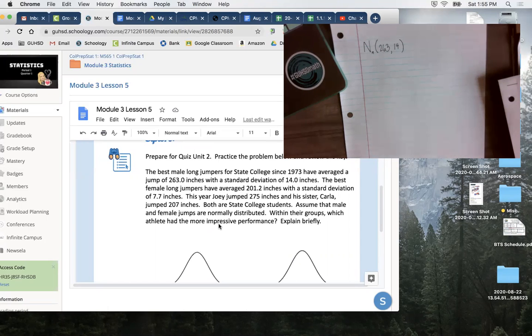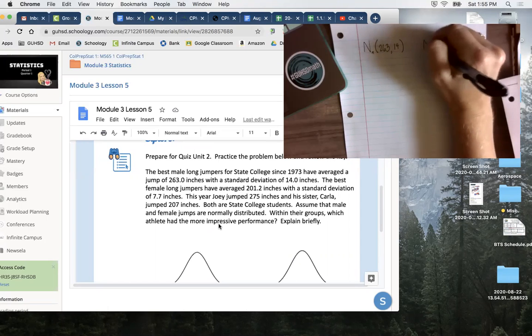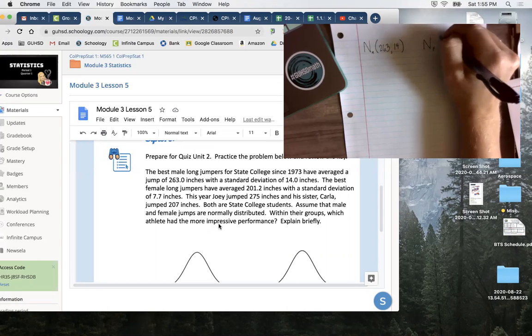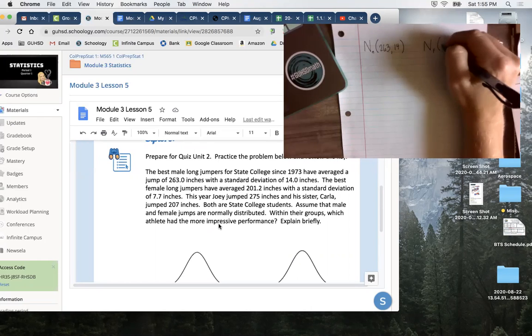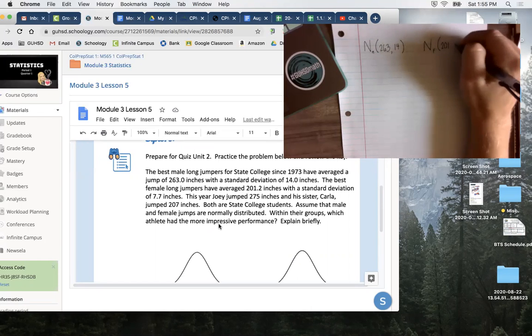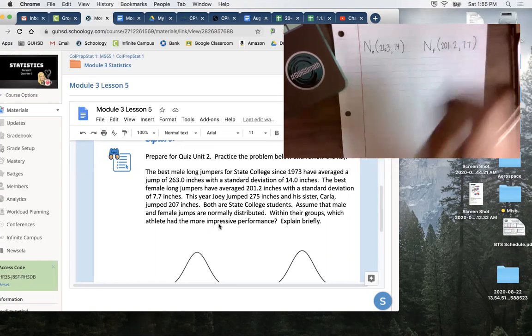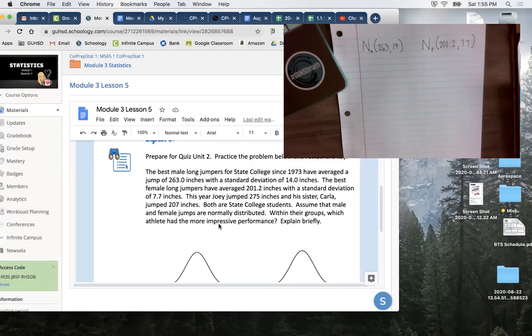Okay. The best female, so I'm going to have normal distributions for females here too, is we have 201.2 and a standard deviation of 7.7. Smaller spread for females than males.